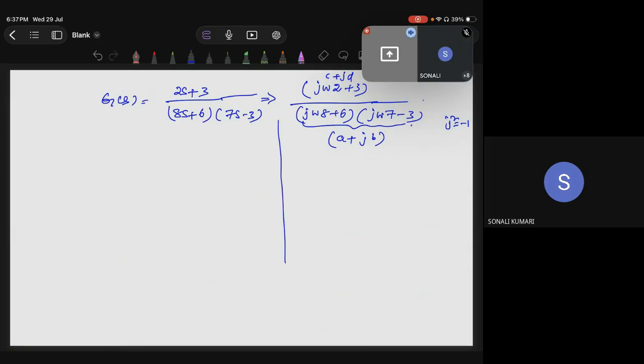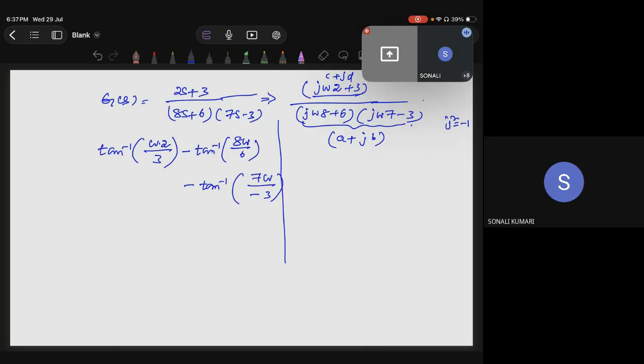So what you do is you see the numerator angles. What do you have in the numerator? This term, correct? Yes, sir. So what is the angle? Tan inverse of d by a, where d is omega 2 and a is 3. Then the denominator angles are minus tan inverse of 8 omega by 6, minus tan inverse of 7 omega by minus 3. Correct?